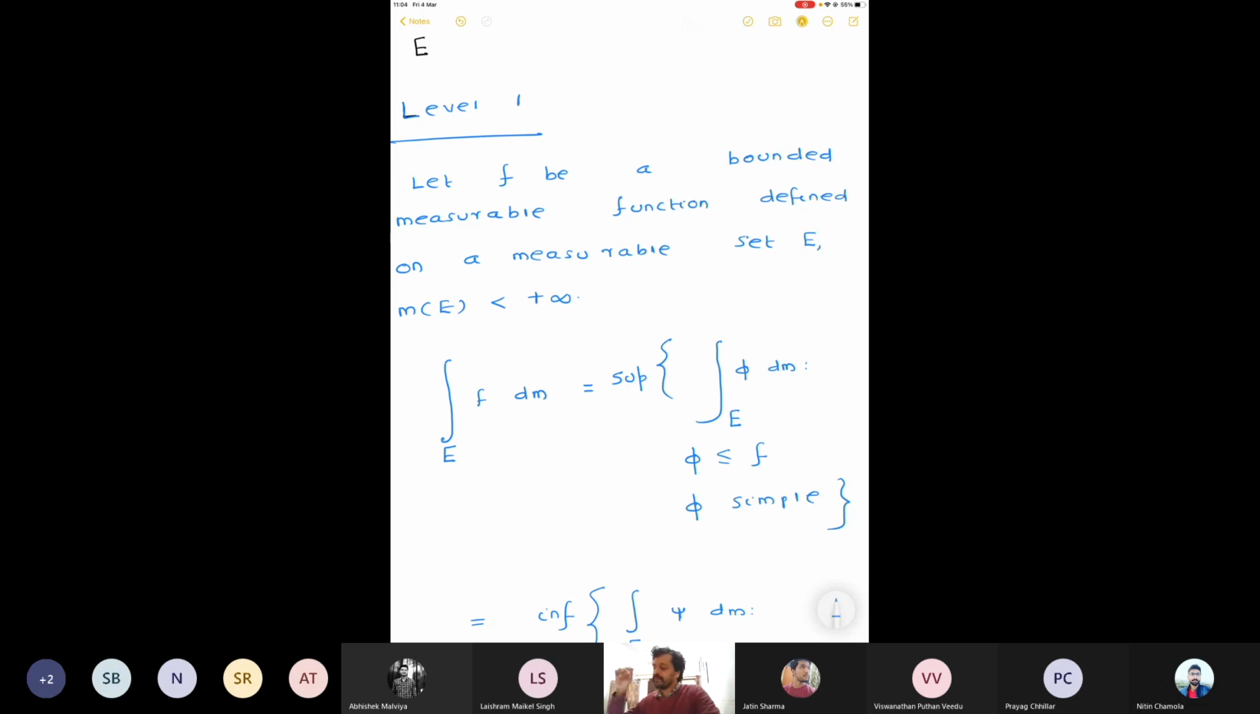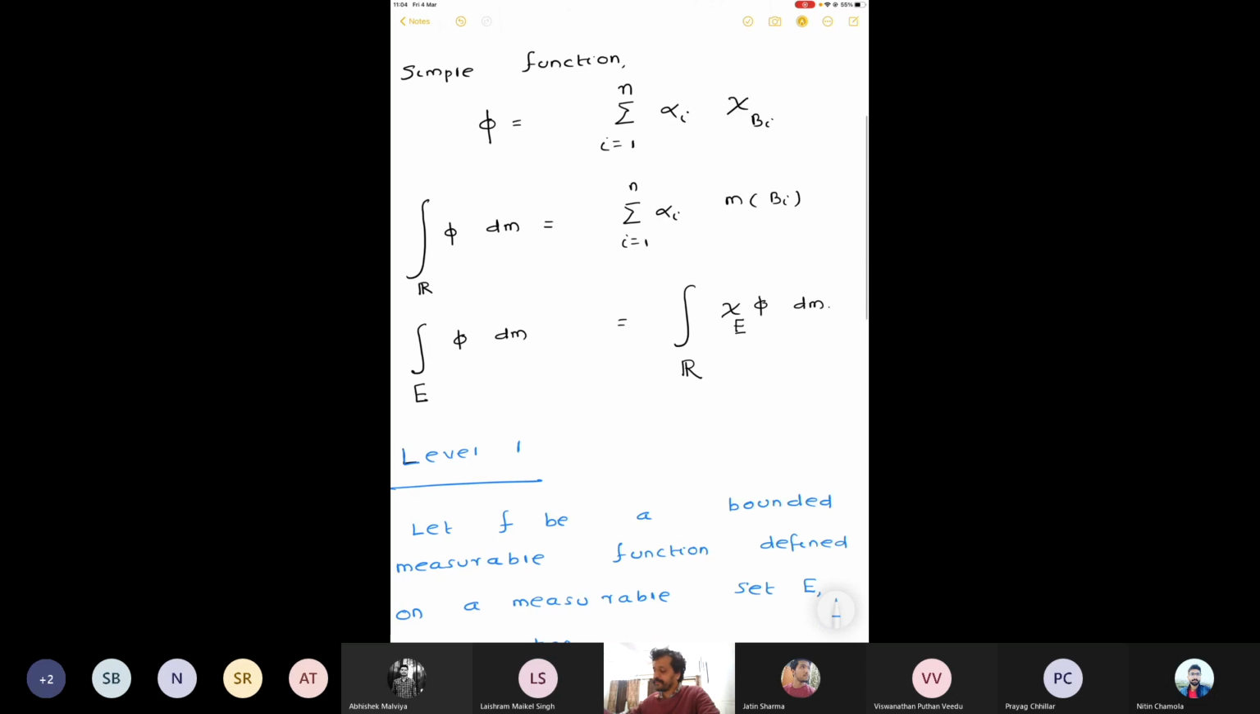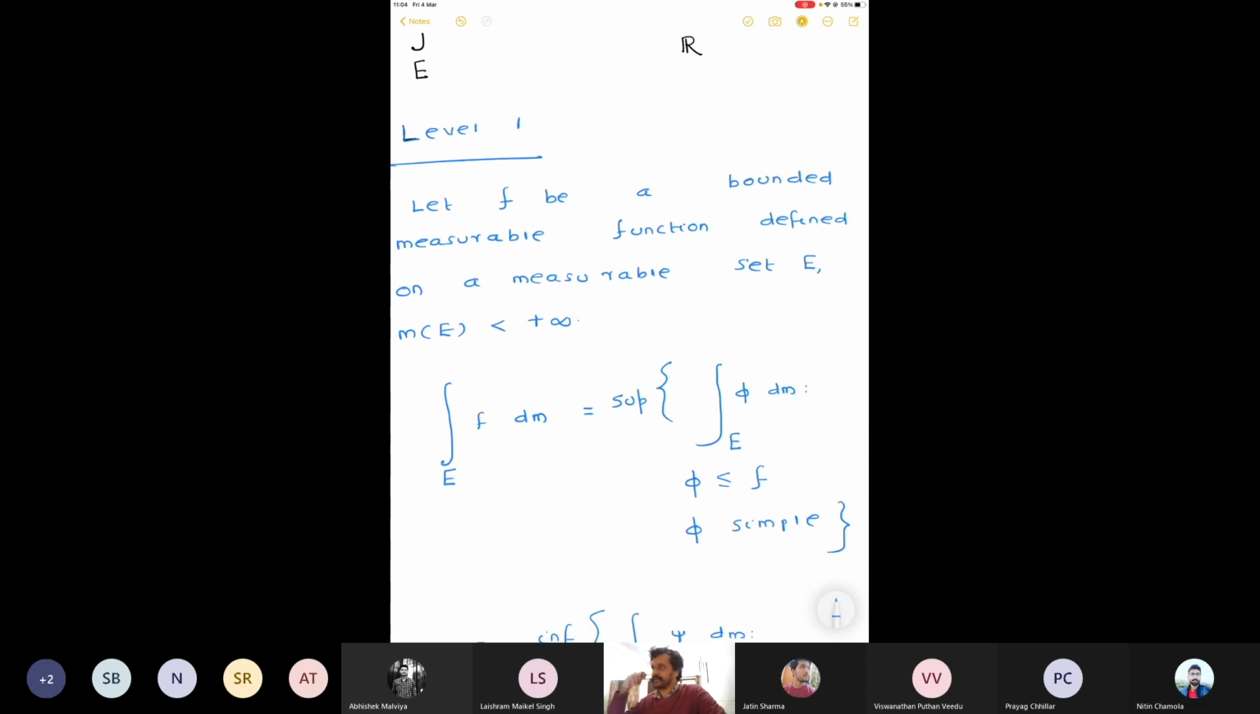So from simple functions, we moved to bounded measurable functions. As I told you, at each stage, you should confirm that the integration that you have defined verifies the properties that you expect, for instance, linearity and so on. So that is the next thing we are going to do for a bounded measurable function on a set whose measure is finite. I will prove that the linearity holds.